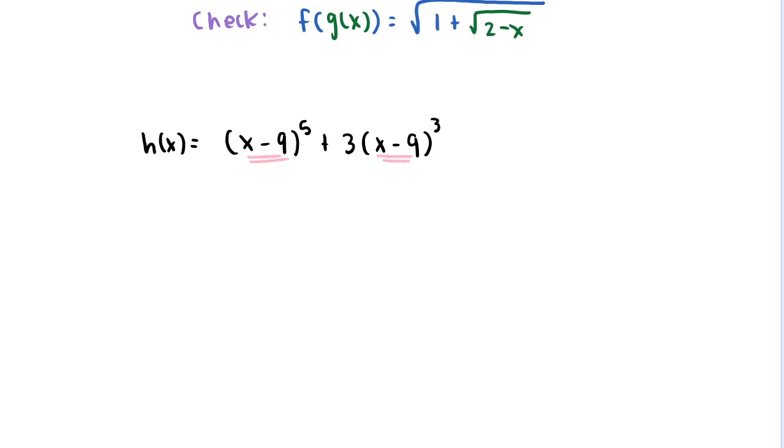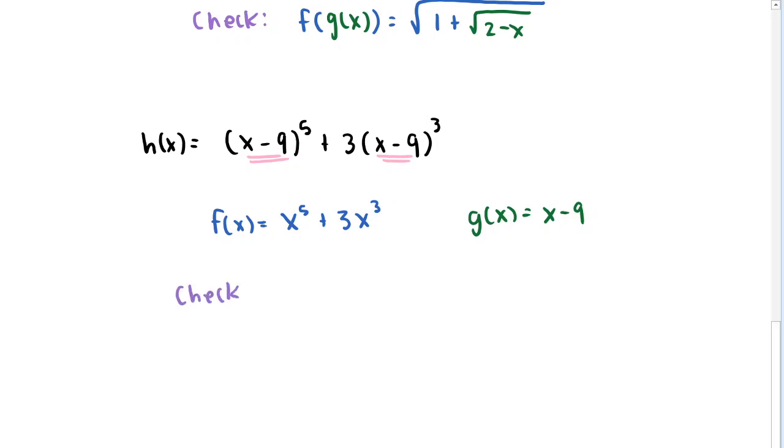We can think of this as we have an inner function of g of x is equal to x minus 9, and that's getting input into the outer function, f of x is equal to, well, x to the power 5 plus 3x cubed. Right, why is this a good example of a decomposition here?